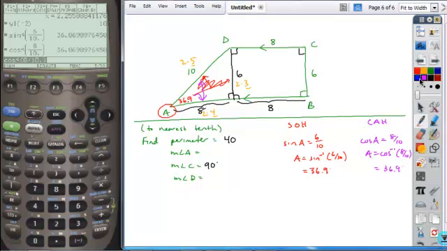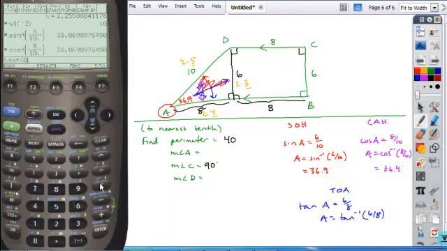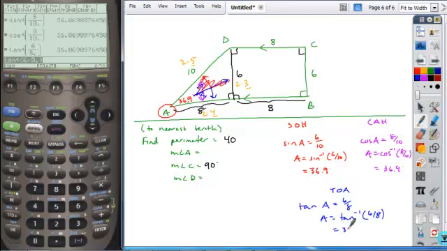We could have also done opposite and adjacent. We have 6 and 8 for those measures. So opposite and adjacent is which trig ratio? Tangent. So we could have said that the tangent of A is equal to 6 over 8, which means A itself can be calculated by taking the inverse tan of that ratio. If we do that, the inverse tangent of 6 over 8, we still get the same thing. So no matter which one you chose to use, you'll come up with the exact same angle measure for A.